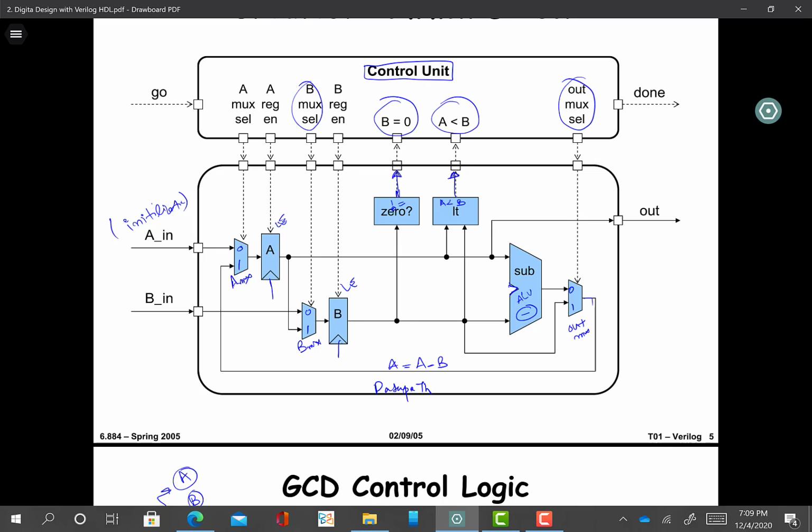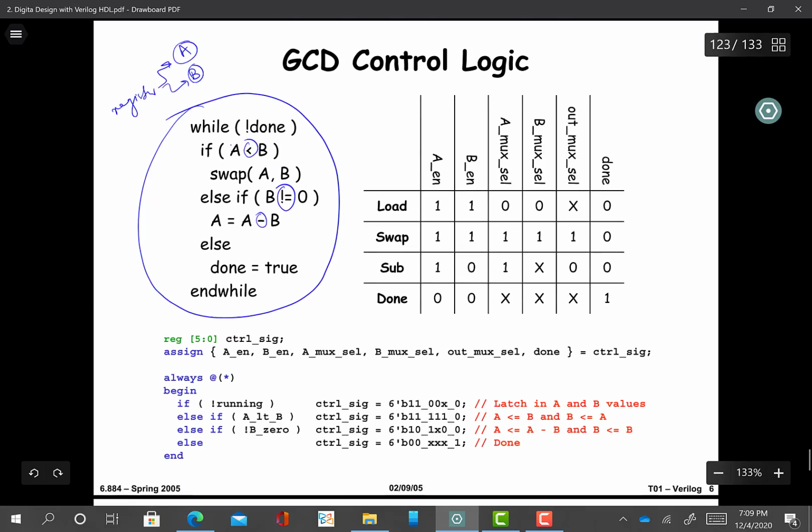Okay, so this go is for initiating the control unit, and this done is basically a signal that tells the user that GCD has been calculated, and the result of GCD will be in A register, so the user can read it from there.